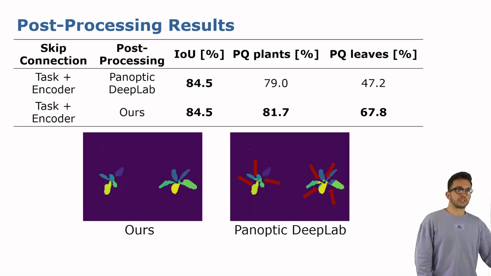The last result we present is the comparison between our novel post-processing operation and the one proposed by Panoptic DeepLab, which also relies on predicted centers and offsets. As we can see, changing only the post-processing does not impact the IOU since semantic segmentation is independent from it, but our post-processing has better results on the panoptic tasks, especially for fine-grained tasks such as leaf instance segmentation.